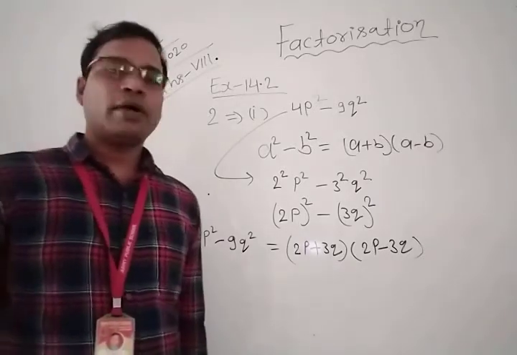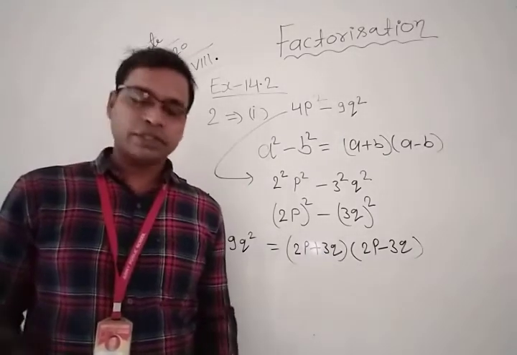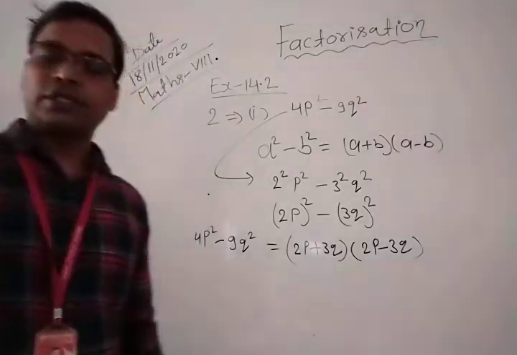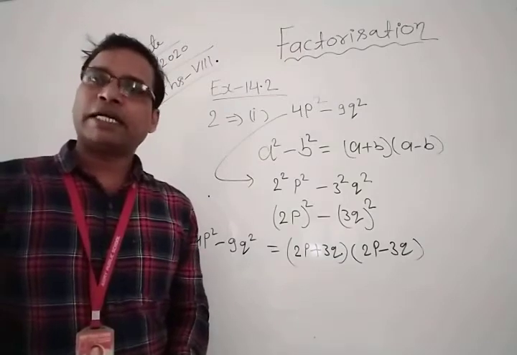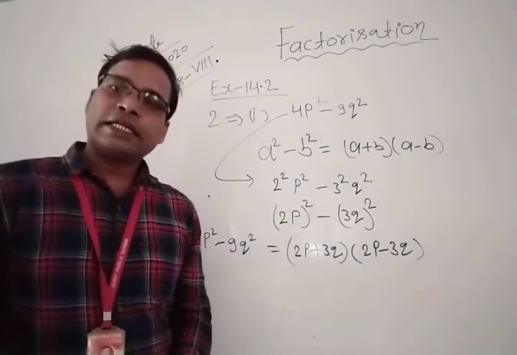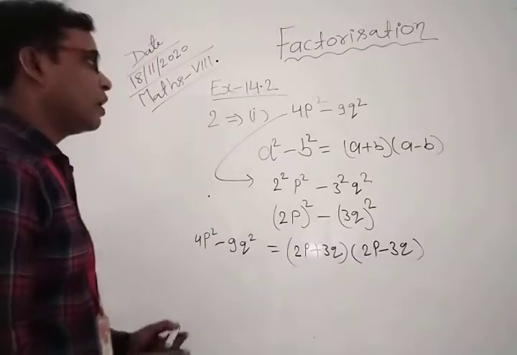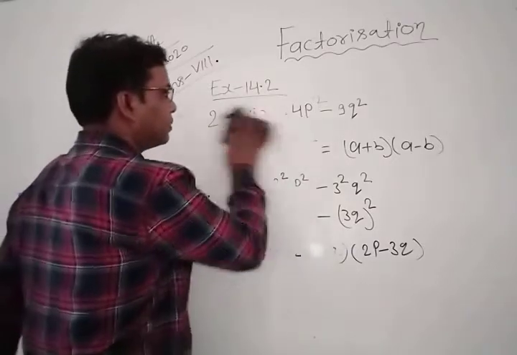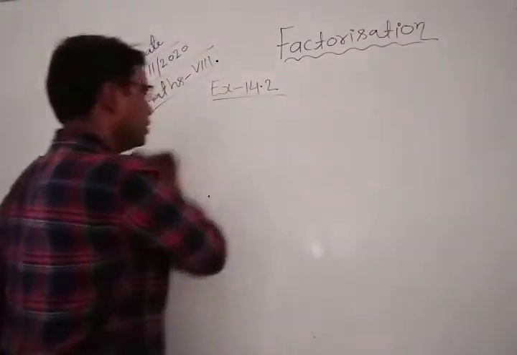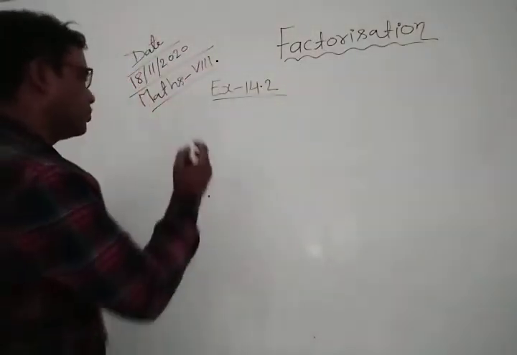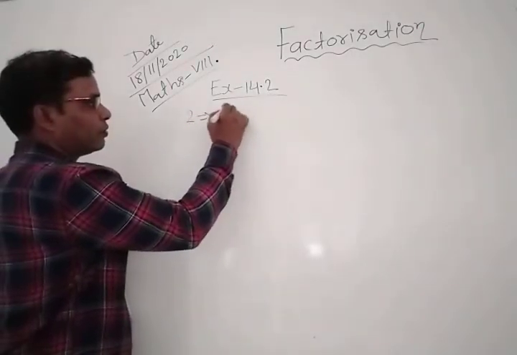So students, I hope all of you understood this question. Now we are going to discuss the next question. What is the next question? Let's see. The next part, the second part of question number 2, is 63a square minus 112b square. So let's see how to factorize the second part of question number 2 of this exercise 14.2.